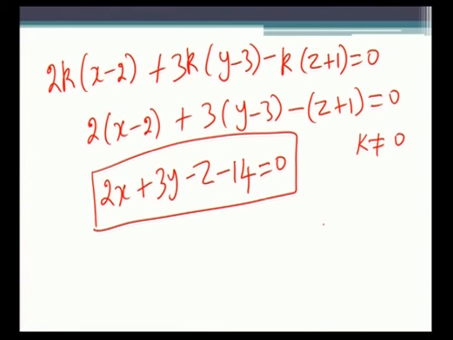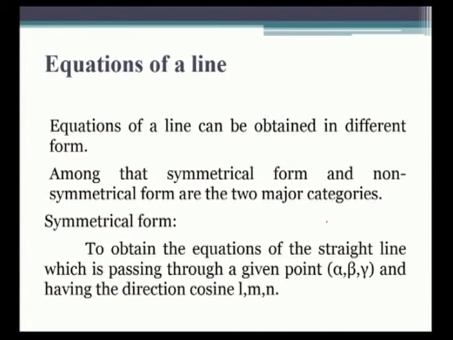So from this problem, we learnt how to find the equation of a plane passing through a point and perpendicular to a line. Then, equations of a line. The equation of a line can be obtained in different forms. Among the different forms, the symmetrical form and non-symmetrical form are the two major categories. First, let us go to the symmetrical form.